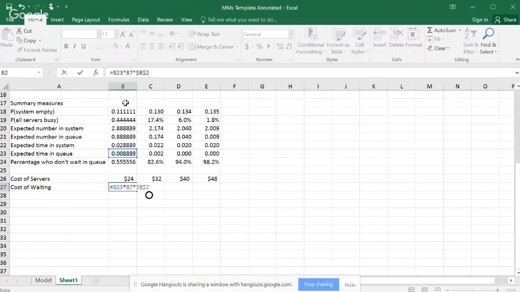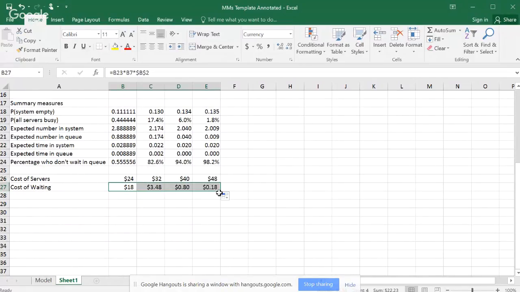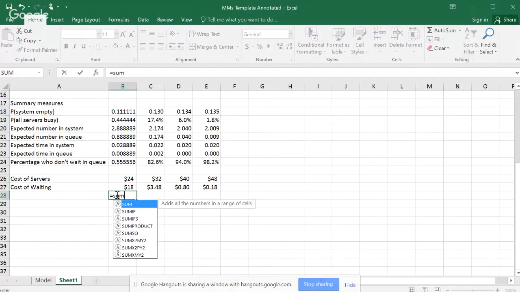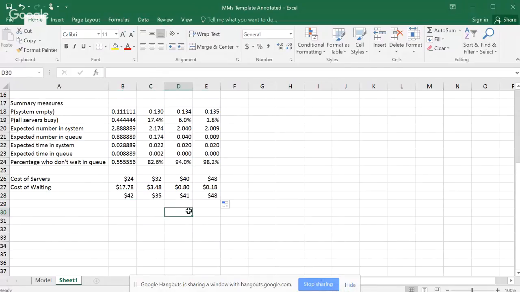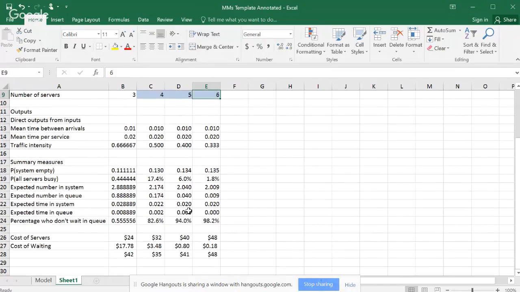And I'll make that an absolute value, okay? Should be able to copy and paste that across. And then I'm going to sum these two numbers. Okay, so what's my best option? How many servers? You think 5? Yeah, there we go. Does that help? Yeah, we started at 3. So 4 is the least cost, okay?